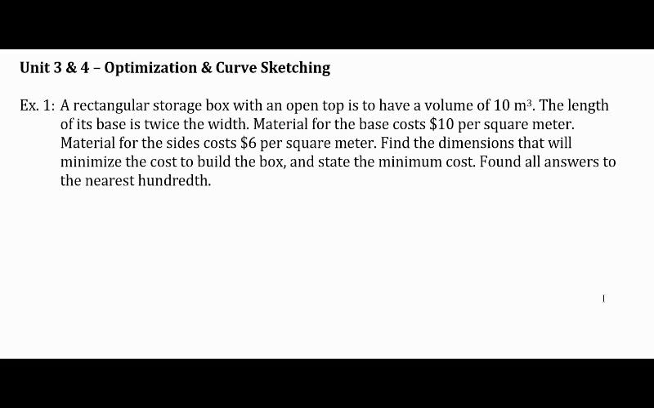Material for the sides costs $6 per square meter. Find the dimensions that will minimize cost to build the box. State the minimum cost. Round all answers to the nearest hundredth. Well, you understand what that's supposed to mean.